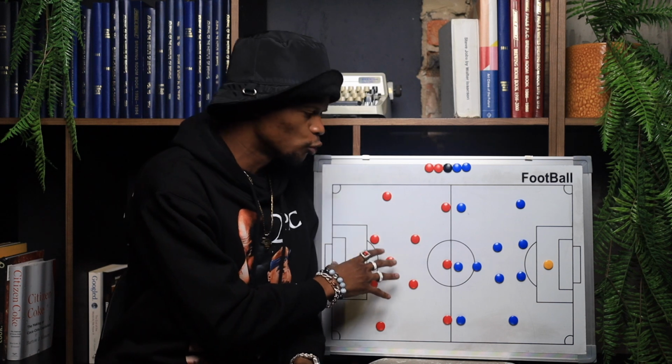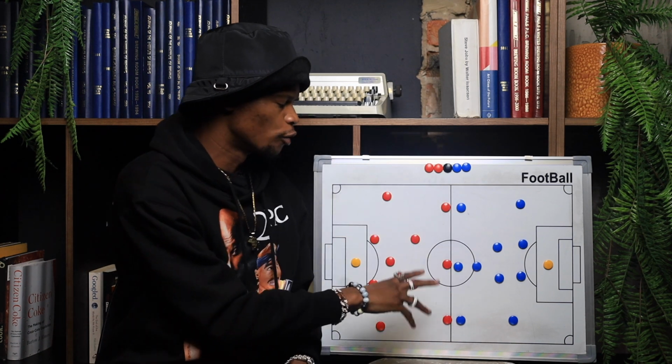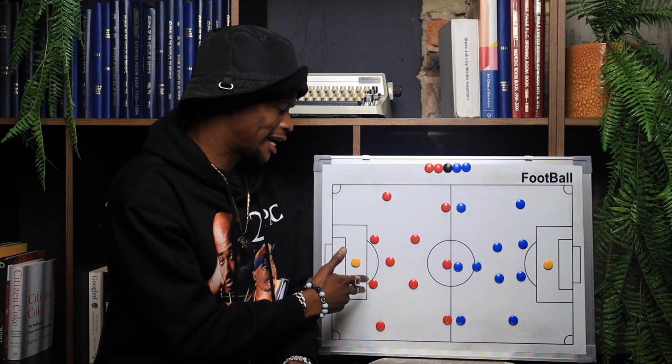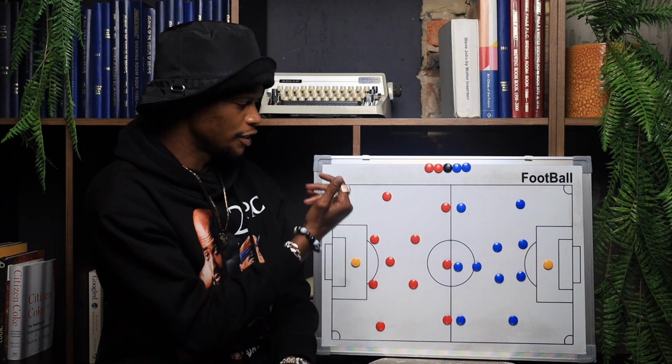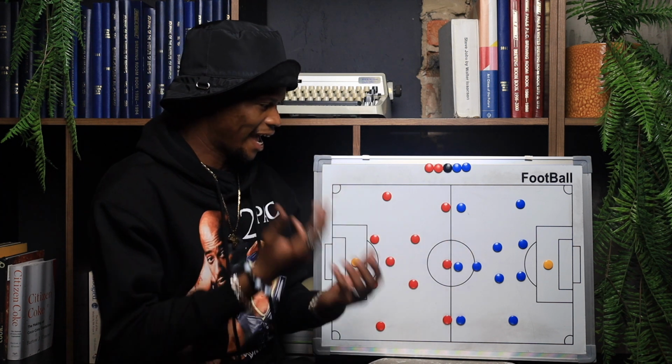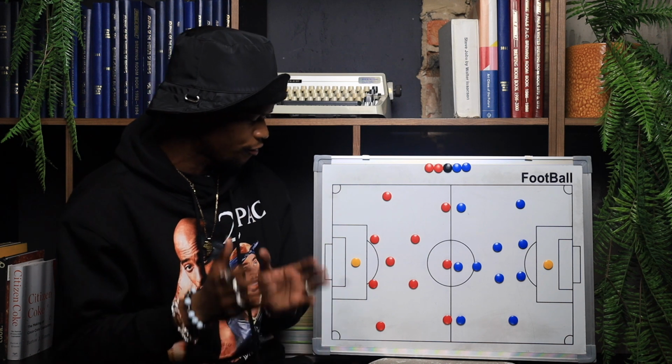So the red team will represent Liverpool and the blue team will represent Real Madrid. Coming up into this encounter, Liverpool did line up in their traditional 4-3-3, which they have been playing underneath the tutelage of Jurgen Klopp.